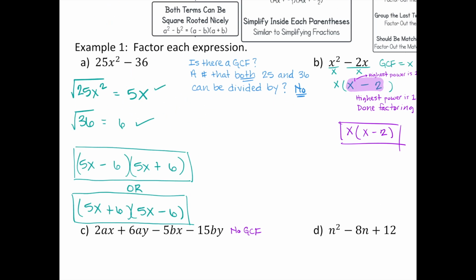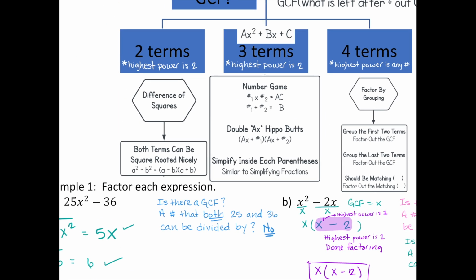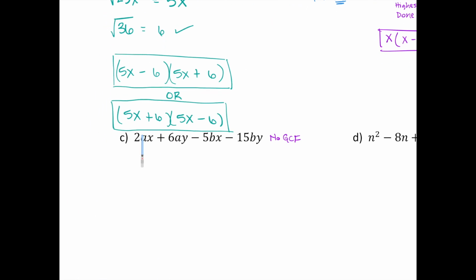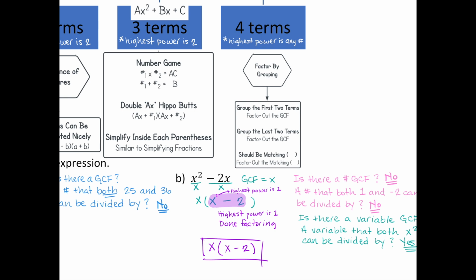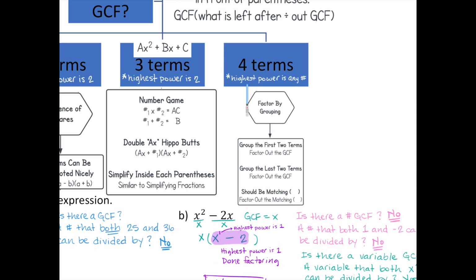And now we come here and we ask, all right, well, how many terms are there? Are there 2 terms, 3 terms, or 4 terms? And there are 1, 2, 3, 4 terms. So back up here with 4 terms, it doesn't matter what our highest power is. We are going to factor by grouping.